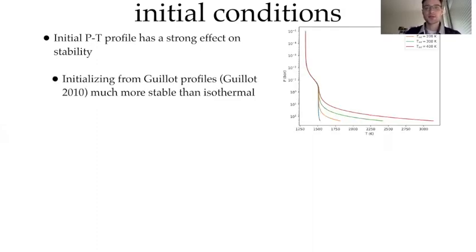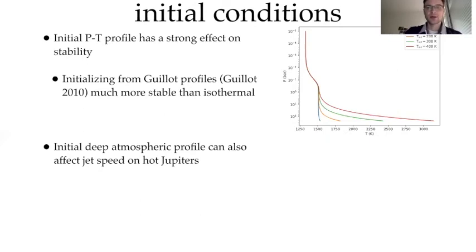Another issue that is often discussed in hot Jupiter modeling is initial conditions. This first point I have is perhaps not so surprising or interesting, but what I have discovered is that the initial PT profile has a very strong effect on the stability. In particular, if we initialize from what we call Guillot profiles rather than isothermal initial conditions, Guillot profiles are a bit closer to radiative equilibrium. And so at the beginning of the simulation, the forcing is not quite so strong, and so we are less prone to model crashes.